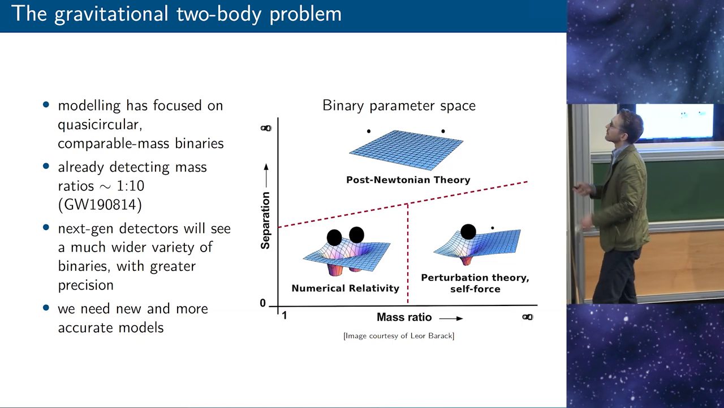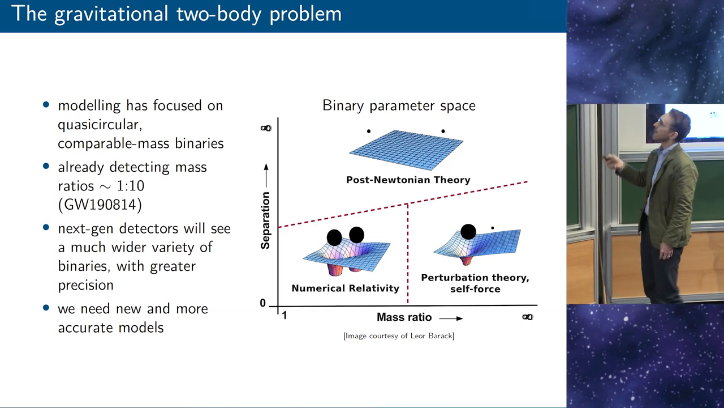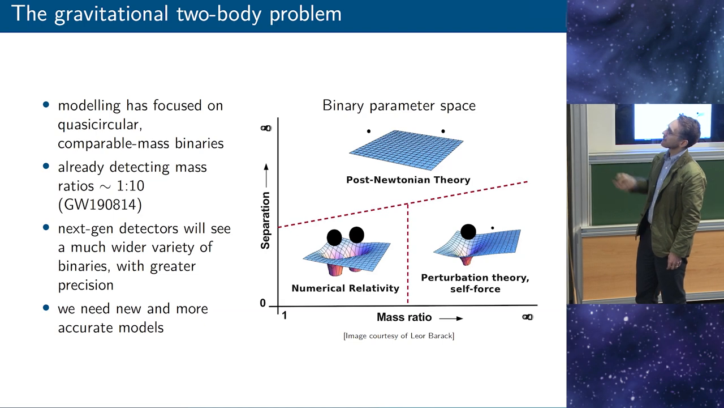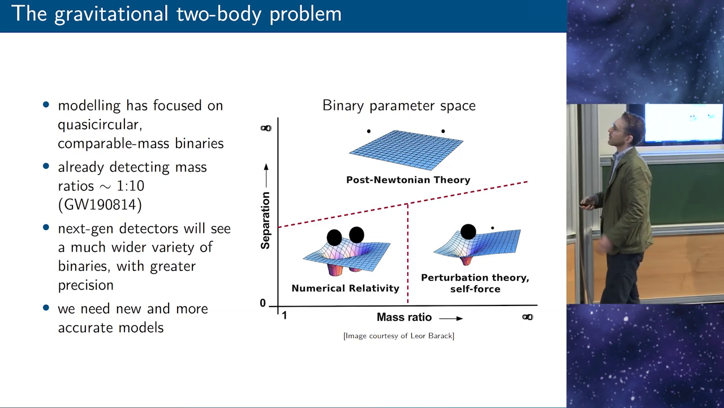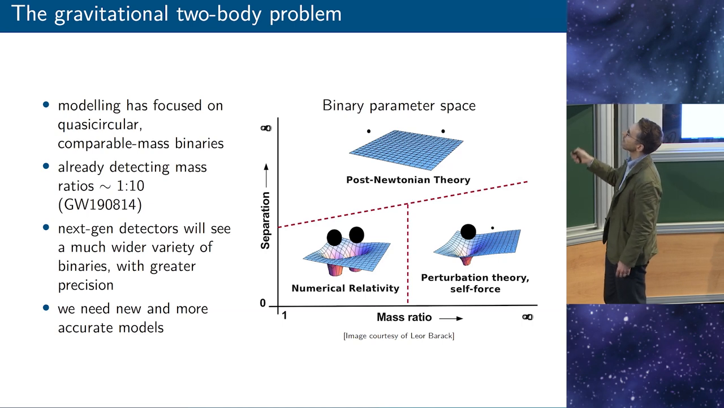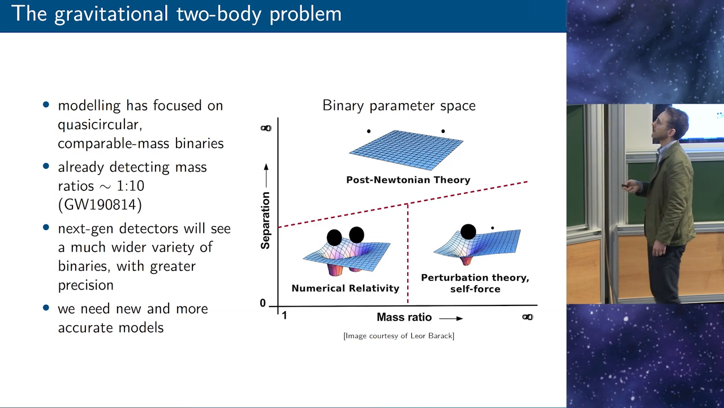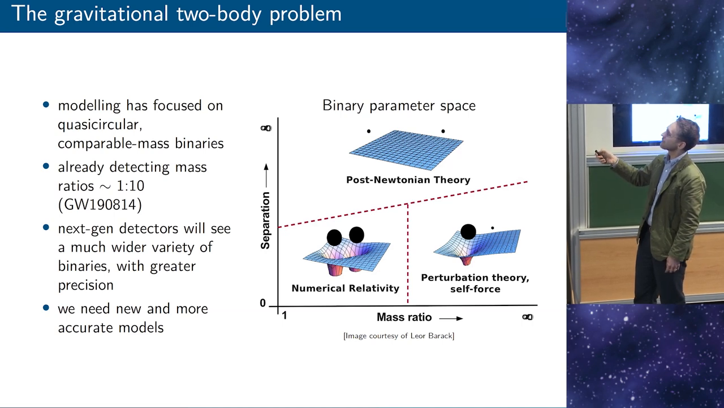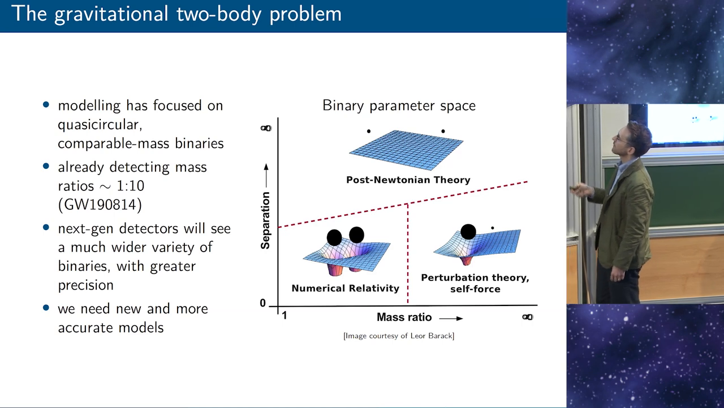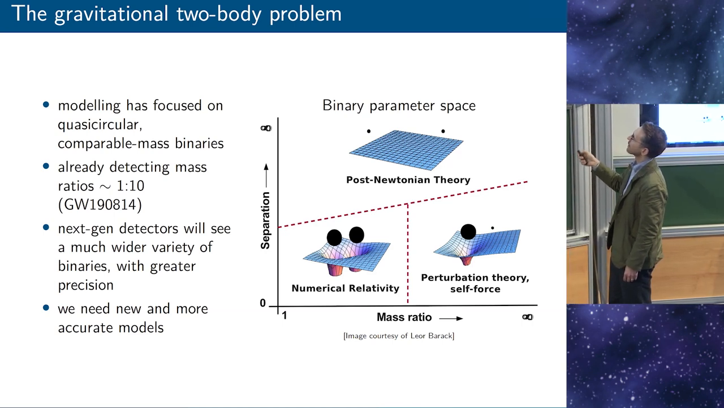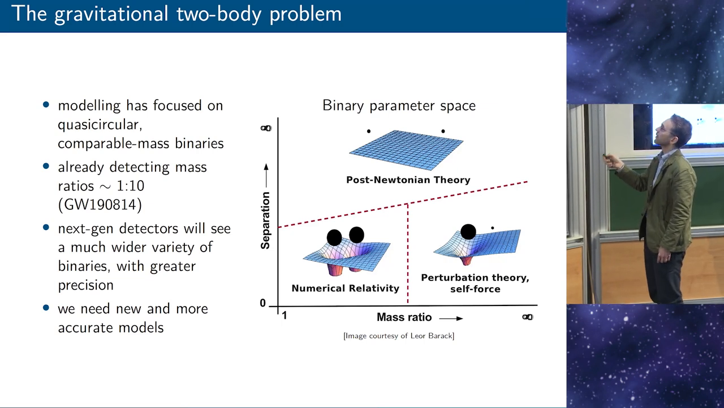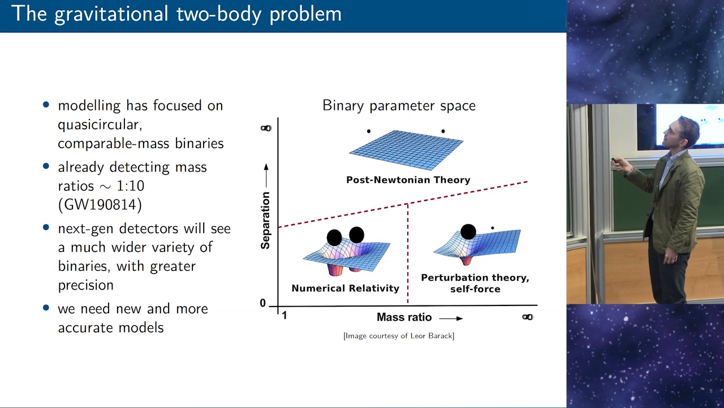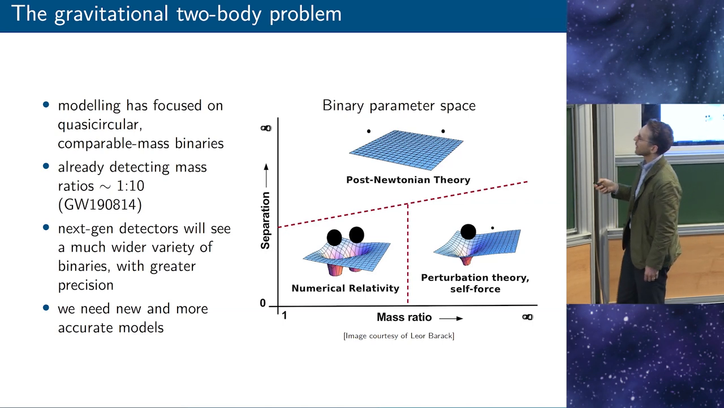There are also more fundamental reasons why this limit is very interesting. As Alessandra told us, the limit is partly already built into EOB. You can think of EOB as mapping this problem onto that problem, so it provides a way to tie together this whole binary parameter space. Now, the follow-up talk by Leo Barack will really focus on how gravitational self-force can inform EOB and other things. I'm going to be talking about another aspect of why this is interesting. Not only can it model binaries with very extreme mass ratios, but typically we find it's actually remarkably accurate even as we move towards the comparable mass ratio regime. It's much more accurate than you might expect.